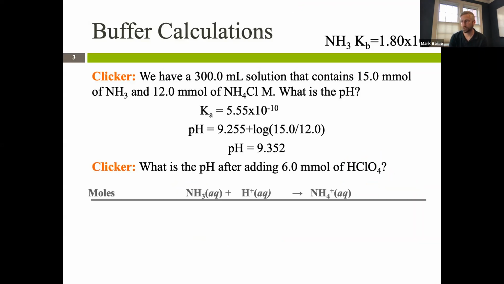So the way that I wrote this out is our strong acid, every one perchloric acid dissolves and releases one H+. And when it does that, it consumes one NH3 until either the NH3 is used up or until the H+ is used up. And our big question is which one is going to run out first. So you can either call this a limiting reagent problem, or you can use an ICF table to help you calculate that limiting reagent problem.